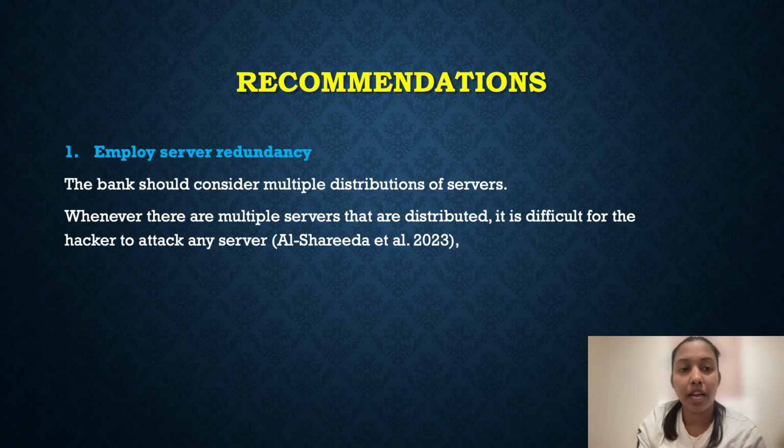Recommendations. Employ server redundancy. The bank should consider multiple distributions of servers according to Al-Sharida. Whenever there are multiple servers that are distributed, it is difficult for the hacker to attack any server. Besides, whenever any attack is launched, other servers remain unaffected, which also prevents the business from being interrupted.